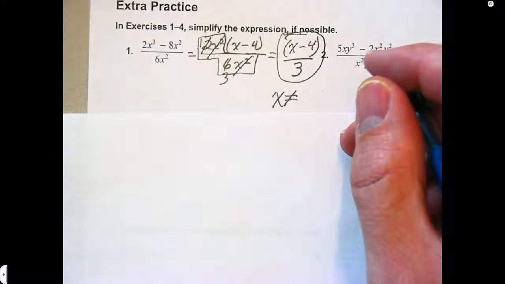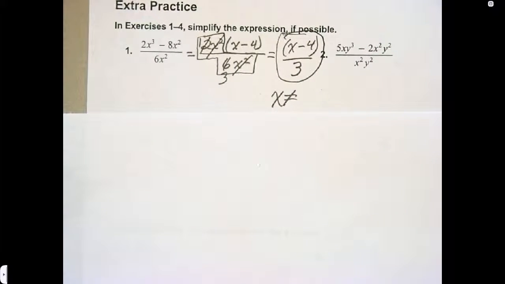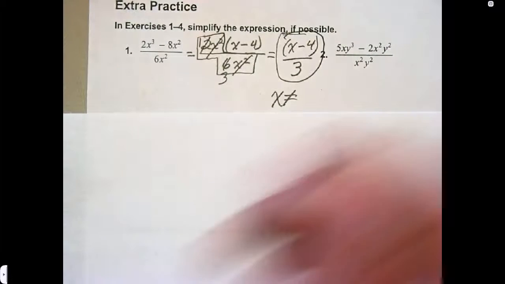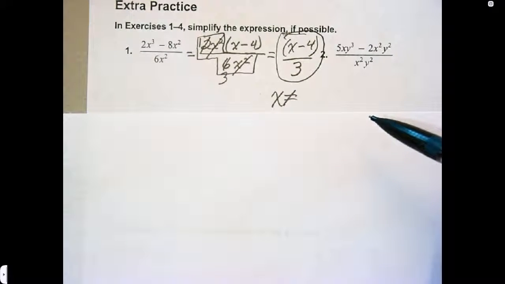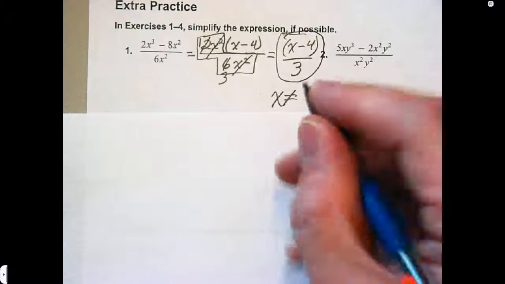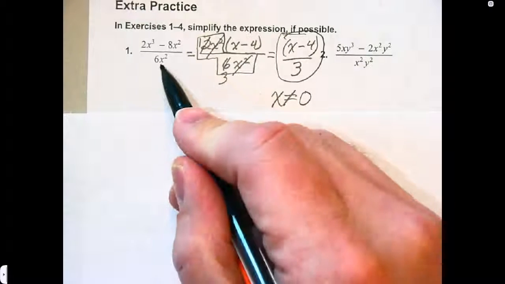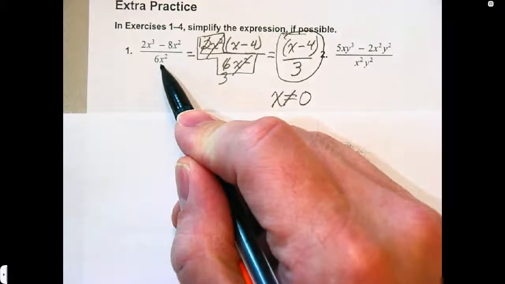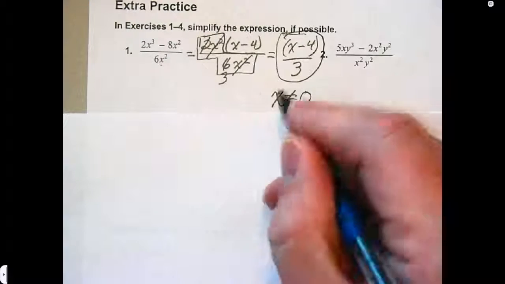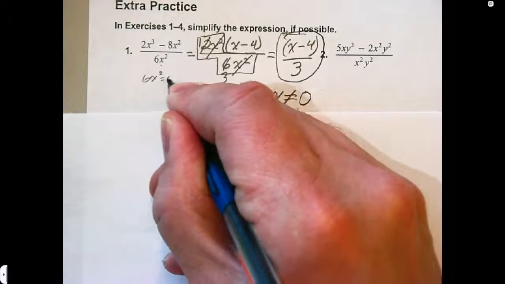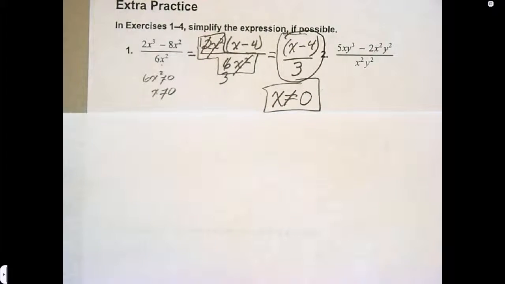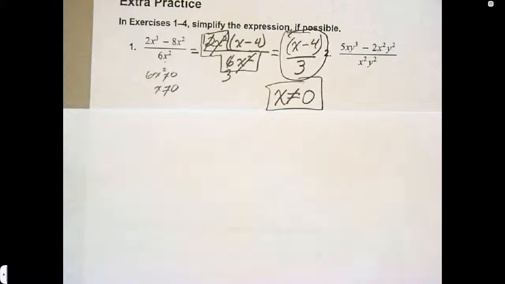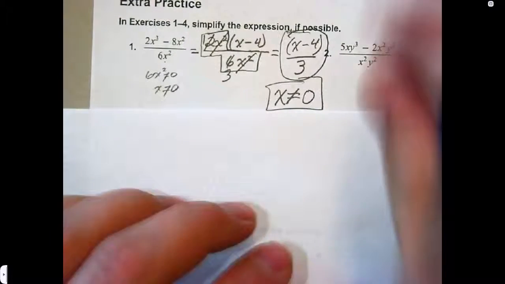First person to raise their hand, tell me the restrictions. Yeah, Kai. X can't equal negative 3. Maggie? Why? Good. Yeah, if you put 0 in here, you get a 0 in the denominator. So 6x squared cannot equal 0, therefore x cannot be 0. Well done, Maggie. All right. Just so you know, the point totals are 1, 3, 5, 4. It's anyone's game. Number 2, off you go.